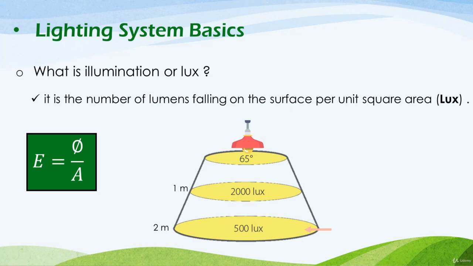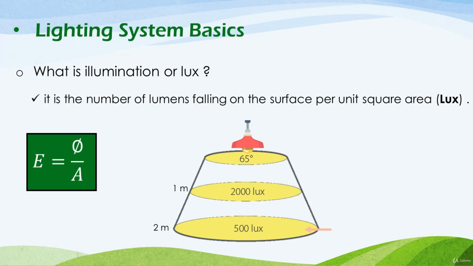And you can notice, although we have the same light source, the illumination is different from the first area to the second area, and this is because the lux depends mainly on the area that it is falling on. As when the area increases, the lux will decrease. This is because the lux equals phi over the falling area.